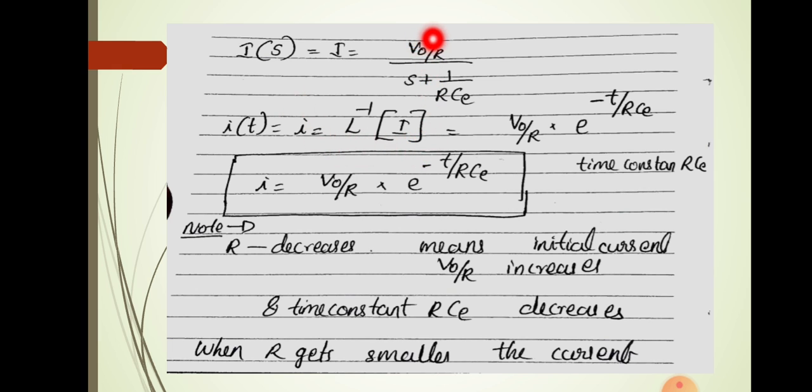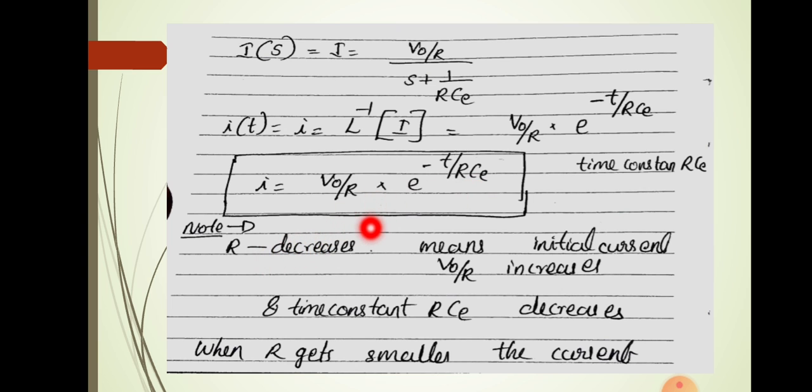Here V0 by R is a constant value, and the rest is in the form 1 by S plus A. You may be familiar with that form. What is the inverse Laplace transform of 1 by S plus A? It is e raised to minus AT, right? So we can apply that relation here. V0 by R is a constant into e raised to minus T into 1 by RC. Here RC is the time constant, so we can represent it as I equal to V0 by R into e raised to minus T by tau, where tau is RC.